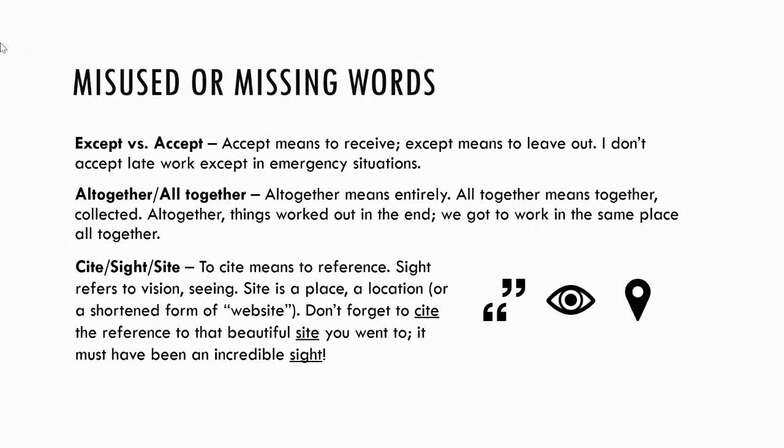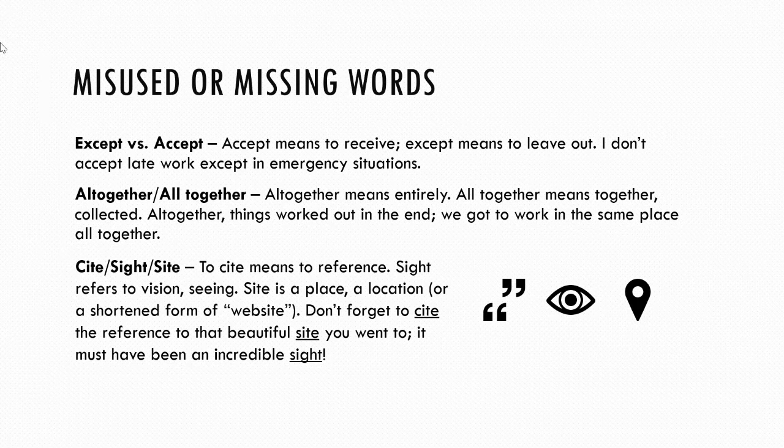Another misused pair is "altogether" as one word and "all together" as two words. "Altogether" means entirely, whereas "all together" means together and collected. Altogether, things worked out in the end. We got to work in the same place all together.